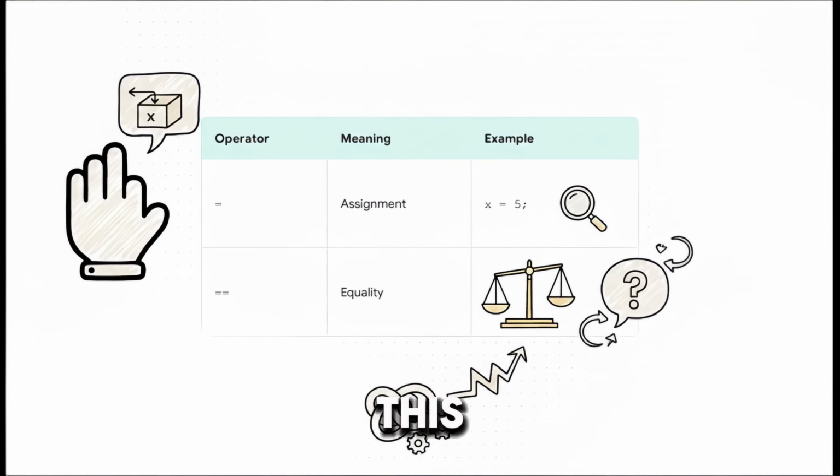Okay, pause. This is a big one. This trips up so many people when they're starting out. In C, a single equal sign means put this value into this variable. It's an assignment. A double equal sign is a question. It's for comparison. It's asking, is this value equal to that one? Mixing those up? Yeah, that's a classic bug.